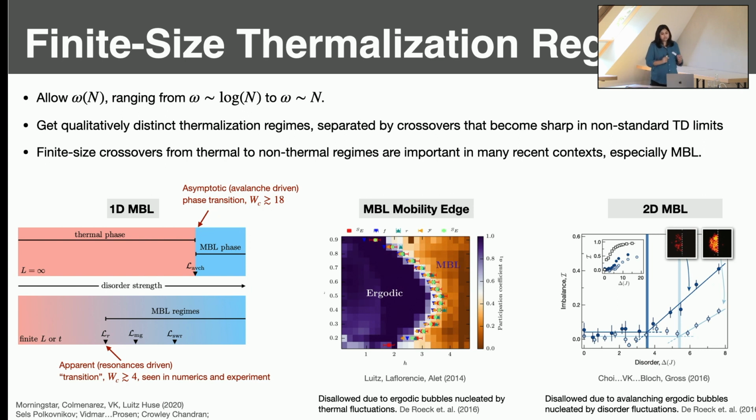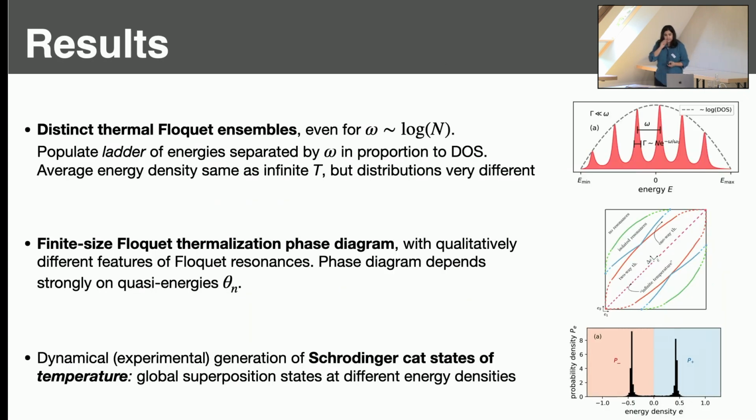So to start, we're going to tackle the simpler problem of Floquet thermalization, and we're going to probe these different types of thermalization regimes that are accessible, that are available at finite sizes, and crossovers between them, okay? So since this is a pretty short talk, let me give you a preview of the results, and then we can flesh them out.